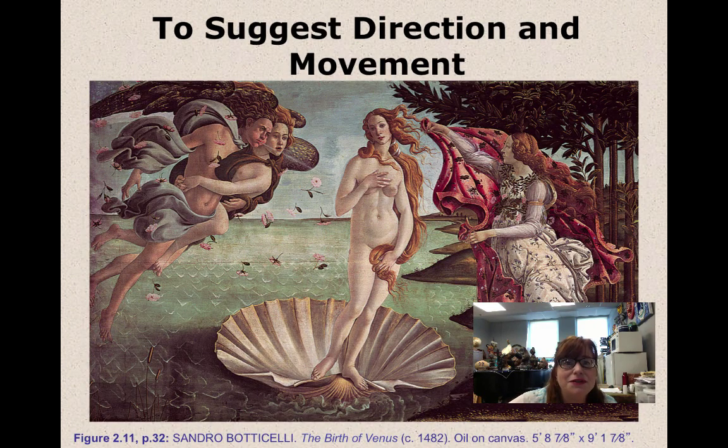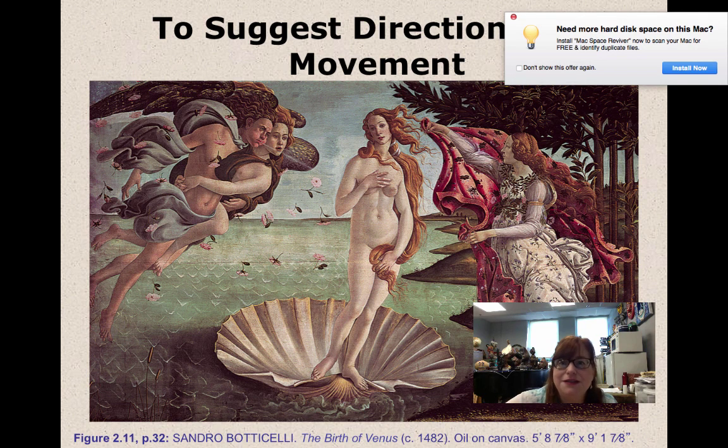And then lines also suggest direction and movement. So if you remember back to the very first chapter where we had that crazy performance artist, Orlan, who was trying to look like Venus. This is the Venus she was trying to look like. This is the full painting. This is by Sandro Botticelli. It's called The Birth of Venus, and it is oil on canvas.